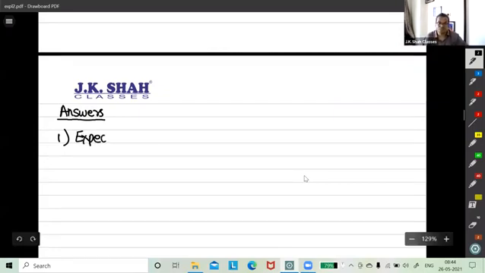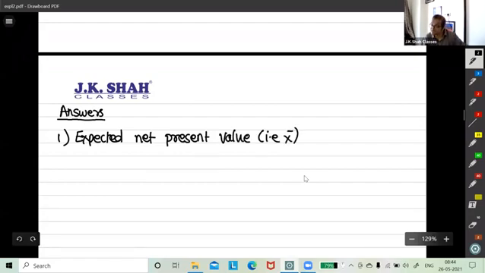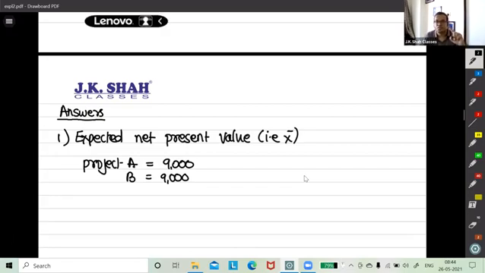So expected net present value, that is X bar. Okay. Project A 9,000, project B also 9,000. Did you note that both projects have the same expected NPV? So just going by NPV, we may conclude that both projects are at par.